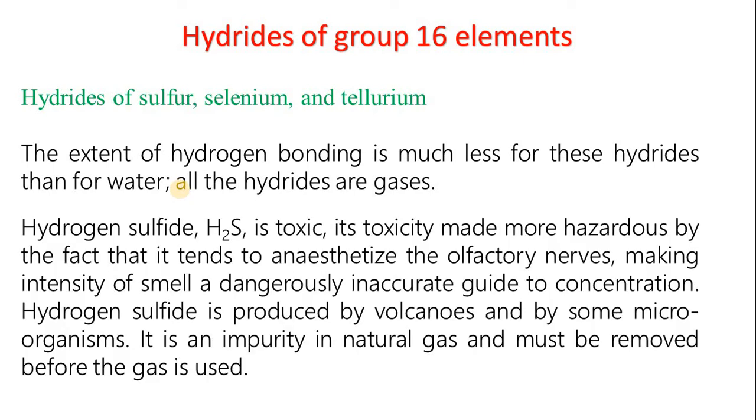Hydrogen sulfide is toxic. Its toxicity is made more hazardous by the fact that it tends to anesthetize the olfactory nerves, making intensity of smell a dangerously inaccurate guide to concentration. Hydrogen sulfide is produced by volcanoes and by some microorganisms. It is an impurity in natural gas and must be removed before the gas is used.